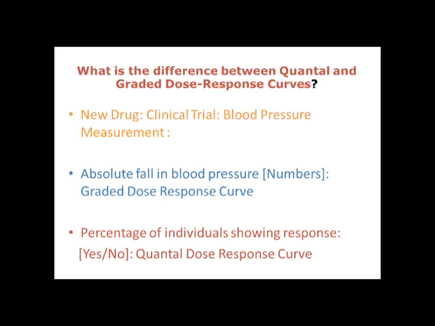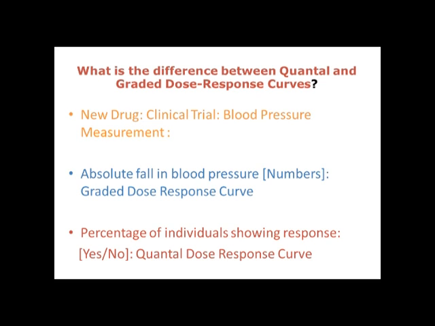Now we take an example of a clinical trial which is carried out in, say, 1,000 individuals, and we have a drug which can bring down high blood pressure to normal. So that's what the trial is about: the absolute fall in the blood pressure. For example, after taking 5 milligrams of this drug, the decrease in the hypertension was 30 millimeters of Hg systolic and 20 millimeters of Hg diastolic.